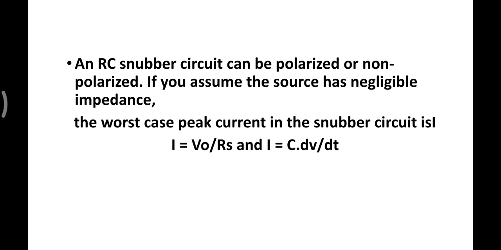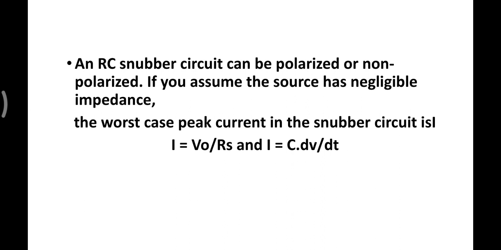the current flowing through this snubber circuit is V0 by RS, where V0 is the initial voltage of the circuit and RS is the snubber circuit resistance. I is equal to V0 by RS. This is one way to calculate the current flowing through the snubber circuit, and another formula we can use is I is equal to C into dV by dt, where C is the capacitor connected in the snubber circuit.